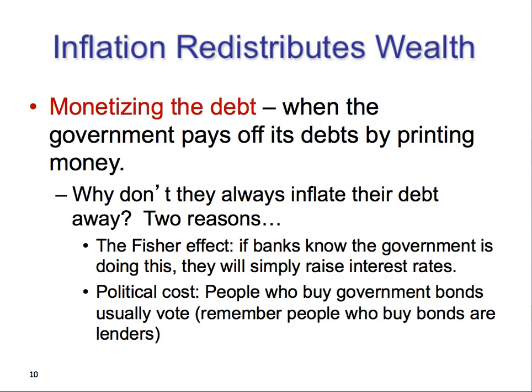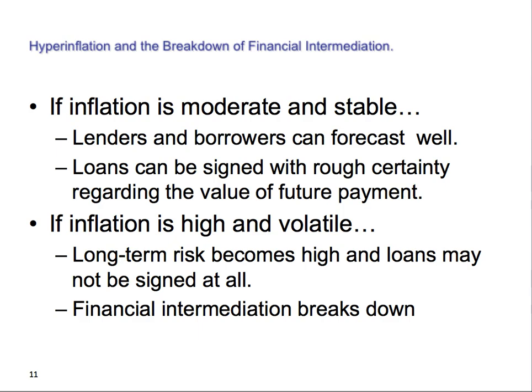There's a political cost as well. If you own a government bond and the government is paying you back with money that has less and less value, you're the lender who is being harmed by the inflation. So you're unlikely to vote for a government that engages in such an action. If inflation is moderate and stable, both lenders and borrowers can forecast well, and their loan contracts can be signed with greater confidence. When inflation is high and volatile, then loan contracts have a high degree of uncertainty, and financial intermediation, or banking, becomes a much more risky affair.